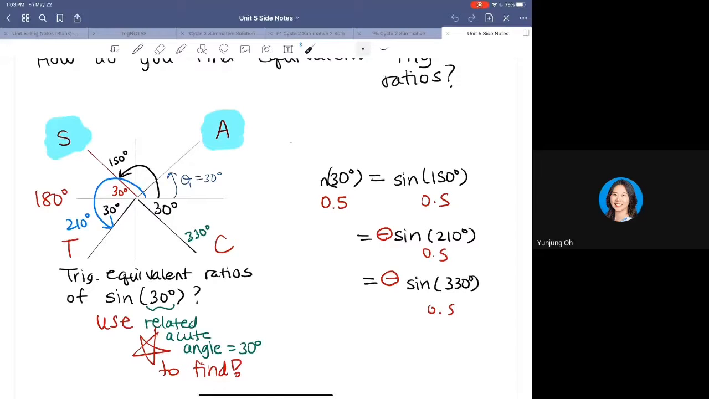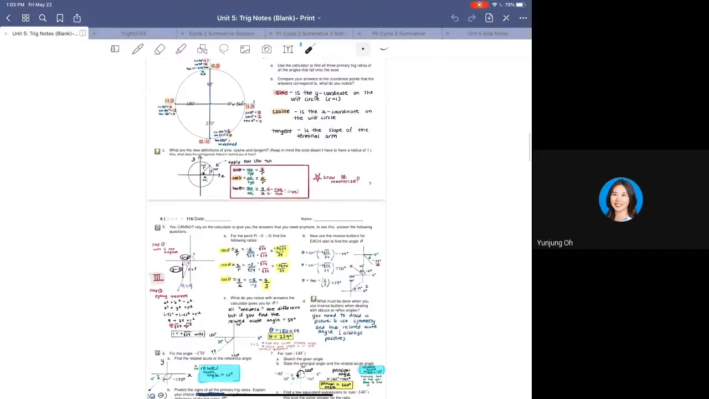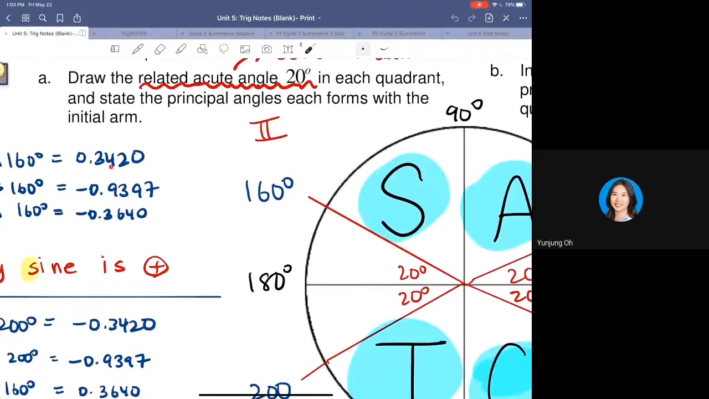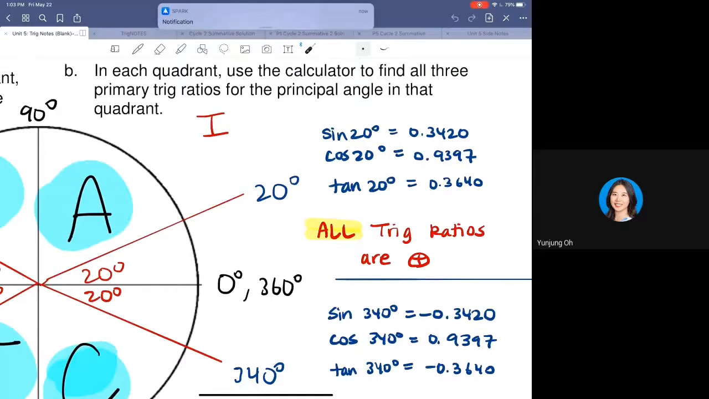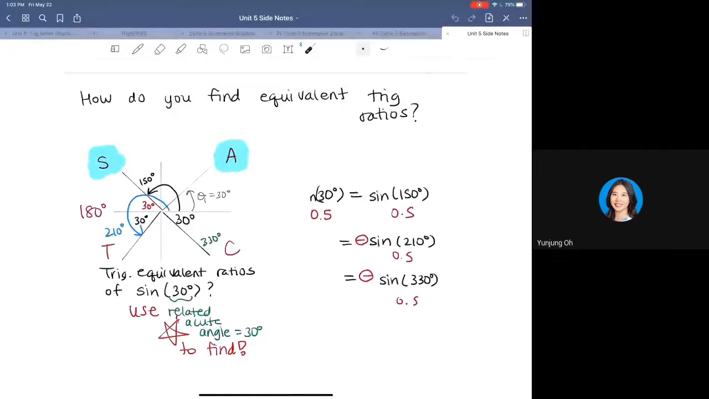And we saw from a previous note, I think it's Unit 5, Lesson 2, right here, that all of the sine trig ratios with the same related acute angle have the same magnitude, meaning the value of each, except the signs are different. And so when I go back to the side notes, my first equivalent trig ratio to this example is, I think I wrote sine 30, it got erased, so sine 30, which has a value of 0.5 on the calculator.